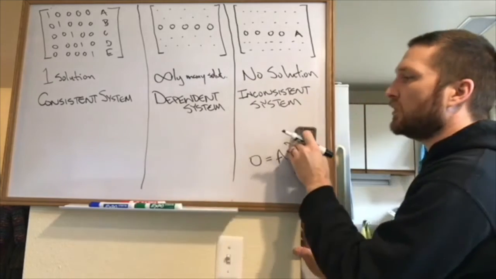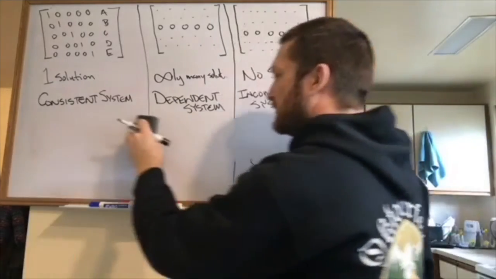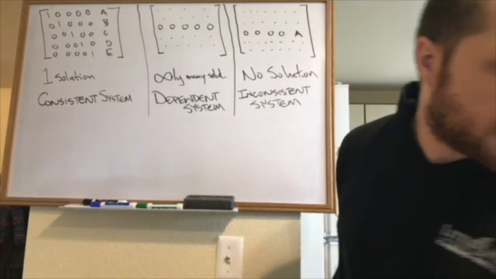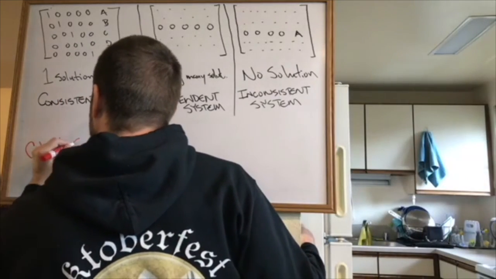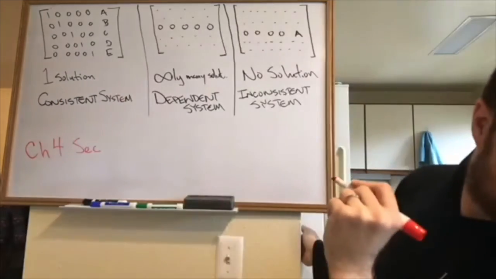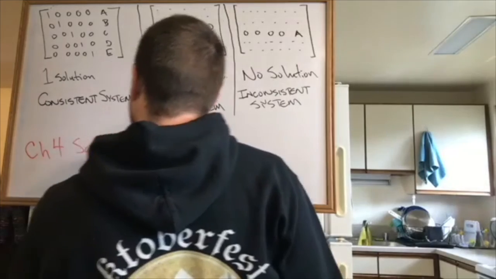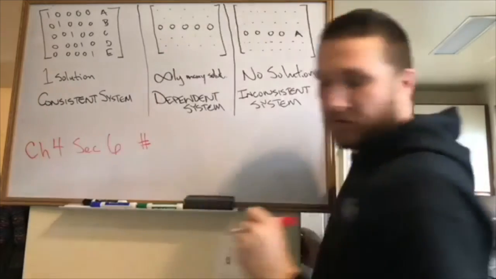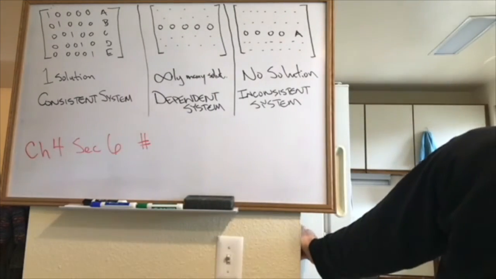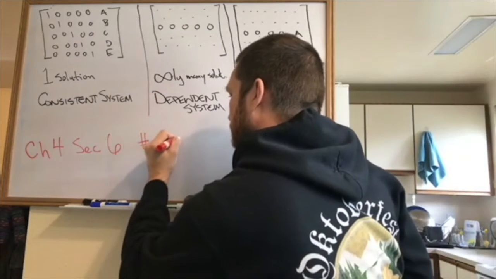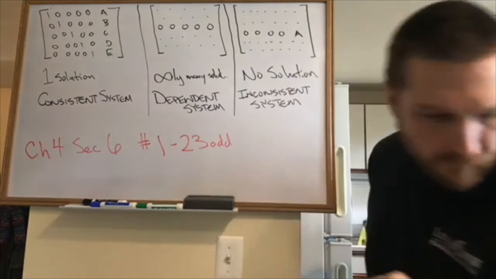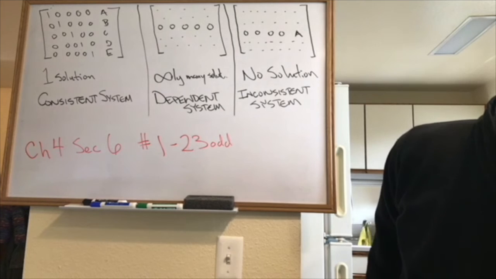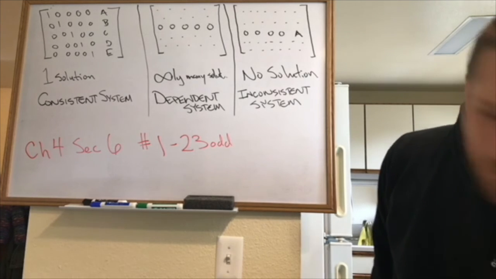So for your homework tonight, it's chapter 4, section 6. Section 6? Yeah, that's 6. Okay. Numbers 1 through 23 odd. And then we're going to do 28 and 29.